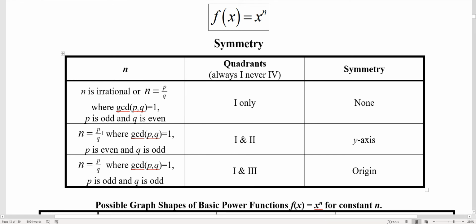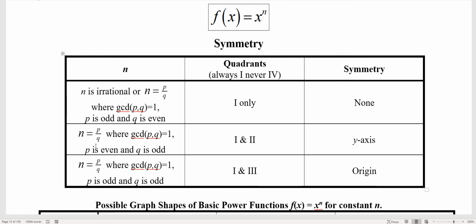If the power is an even over an odd, then that power function will end up being in quadrants 1 and 2 and have y-axis symmetry. And that's going to happen because if you take a negative number to an even power, that becomes positive, then you take an odd root of a positive, you get a positive. So negative input gives you positive output, that's quadrant 2.